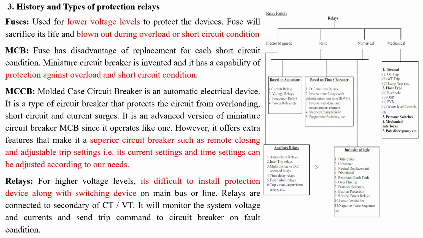To reduce that, the MCB was invented next. MCB is nothing but a miniature circuit breaker, which can protect from short circuit conditions as well as overload conditions. Later, because MCBs are rated up to 125 amps and a maximum of 200 amps, when you go with 400 volts and 2000 amps or 4000 amps, these MCBs are no more useful.